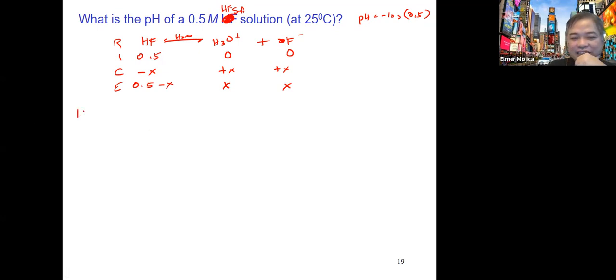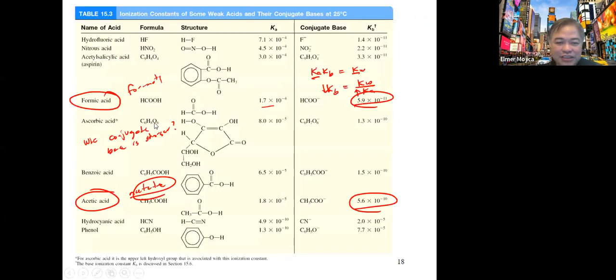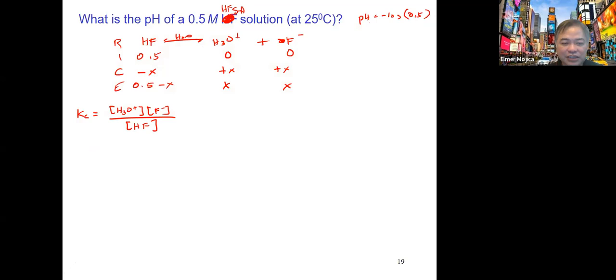And then Ka is equal to H3O plus or H plus times F minus over HF. So Ka value of this should be given. So we get it from here, it's hydrofluoric, 7.1 times 10 to the negative 4. And then you replace it there.